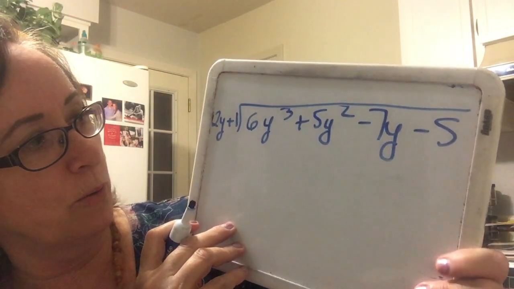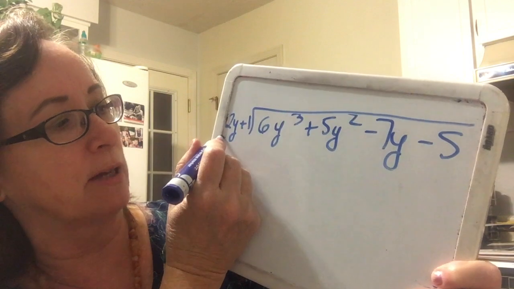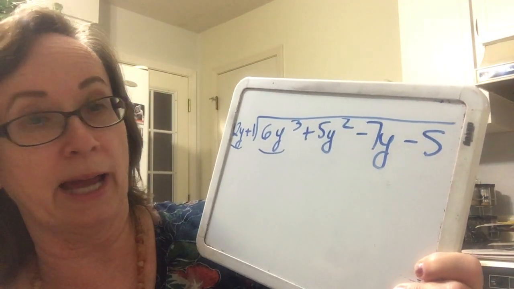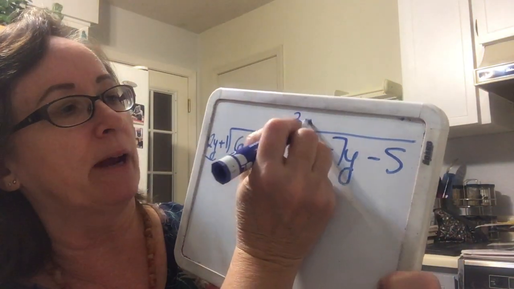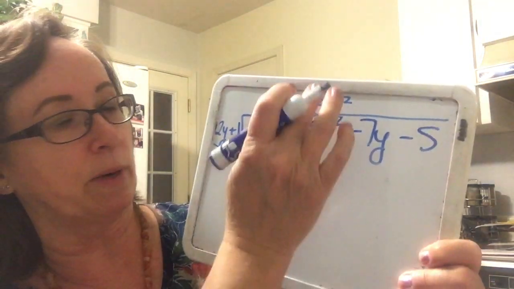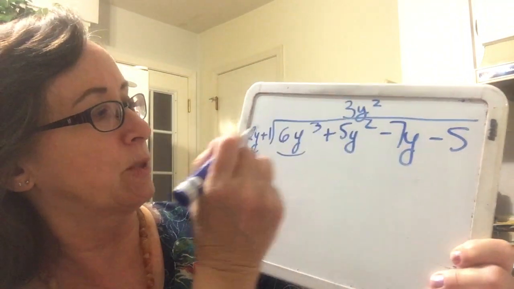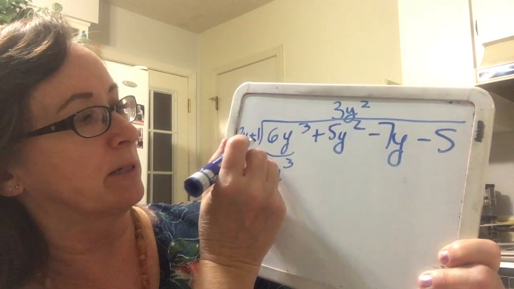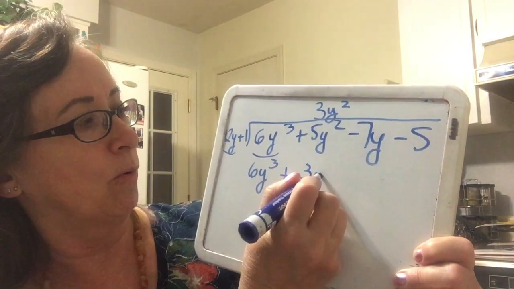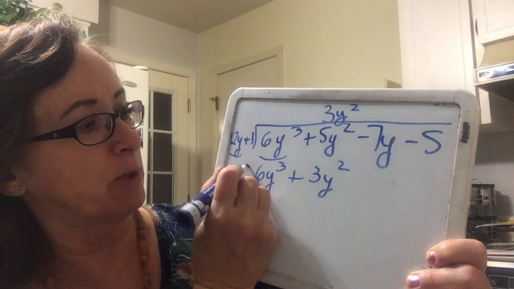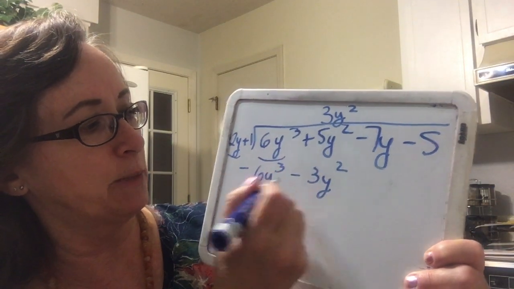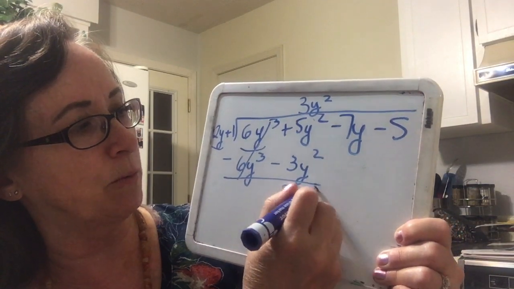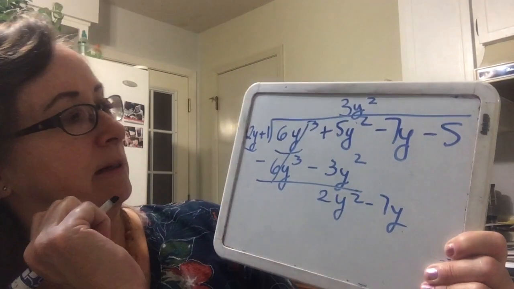Okay, so here we're going to go 2y into 6y cubed, which is 3y squared. So 3y squared will go above the y squared column. 3y squared times 2y is 6y cubed. 3y squared times 1 is 3y squared. I'm subtracting, so I change both signs and add, and I wind up with a 2y squared minus 7y.